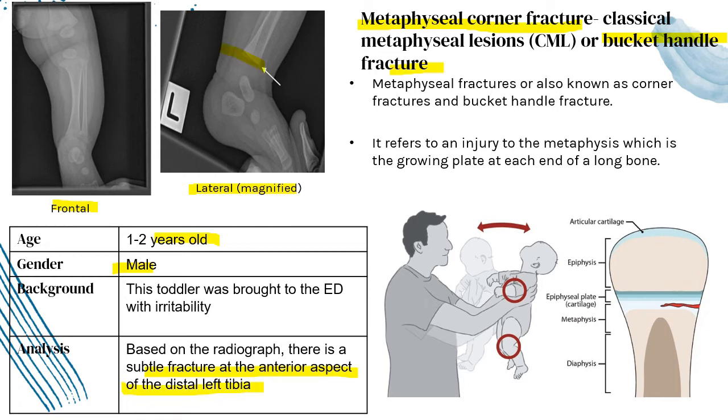Metaphyseal fractures are also known as bucket handle fractures because they refer to injury of the metaphysis, which is the growing plate at each end of a long bone. As you can see from this figure, the metaphysis, and there's a fracture. This kind of case can happen when the child or infant is handled with forceful handling, which can cause the metaphysis to fracture.